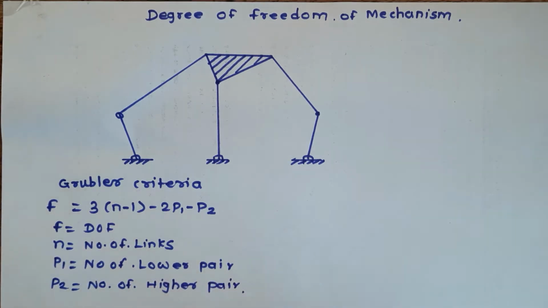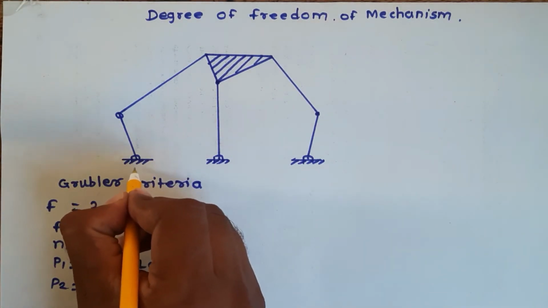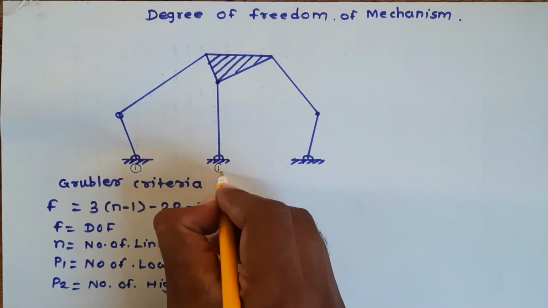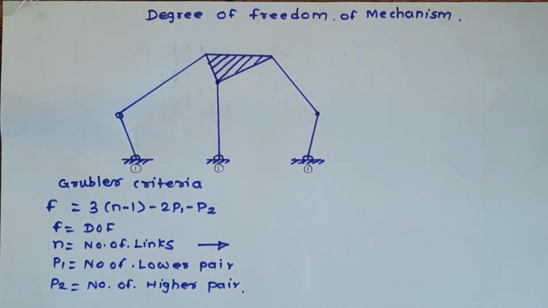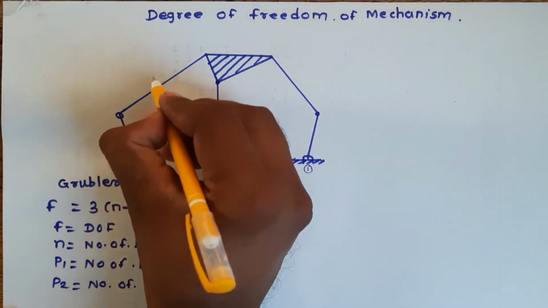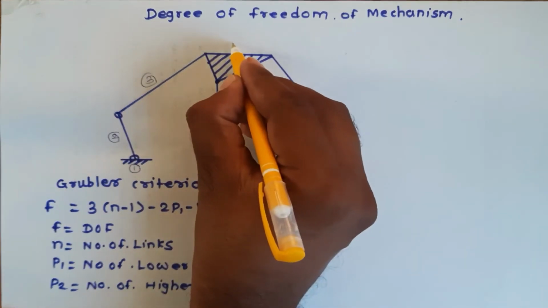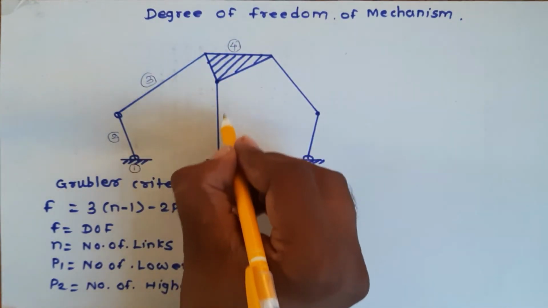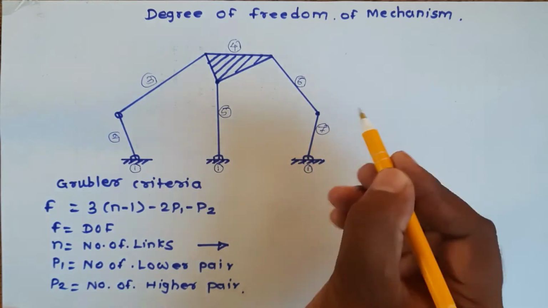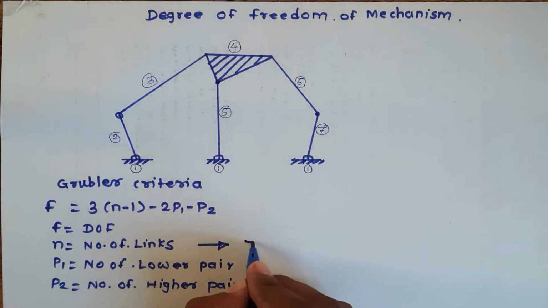So here friends, according to this Grübler criterion, we have to find out the degree of freedom. So first we have to find out the number of links. Here, we consider the fixed link as number 1, here also fixed link, here also the first link. So we give the same number to the fixed link, that is number 1. Next, this will be the second link, this is the third link, this ternary link is the fourth link, this is the fifth link, this is the sixth, and this will be the seventh. So the number of links here is 7.